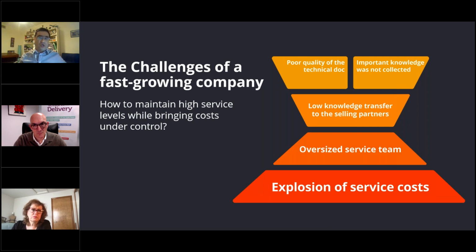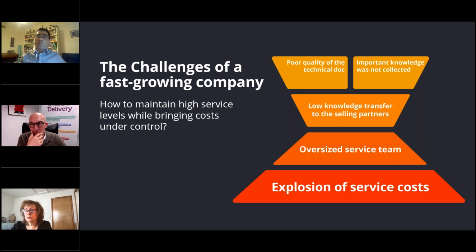So the first factor, the one related to the technical documentation itself, was caused by the poor quality of the technical documentation. There were no standards. The documentation was full of all kinds of inconsistencies. Important knowledge was not collected from subject matter experts and not reflected in the documentation. And therefore, important knowledge was not transferred to the selling partners. So that was the first factor.